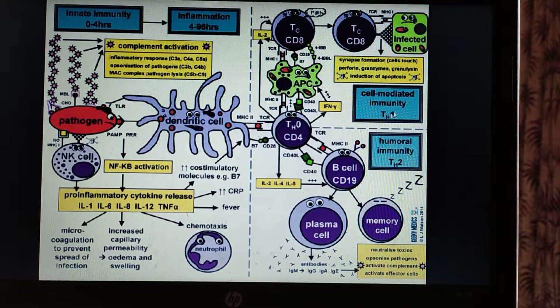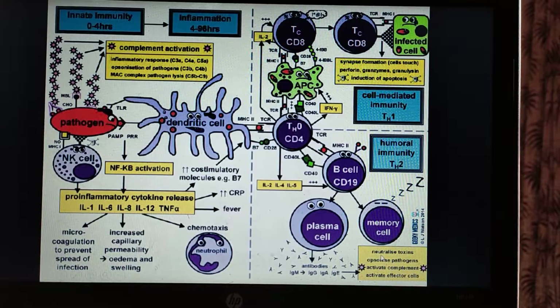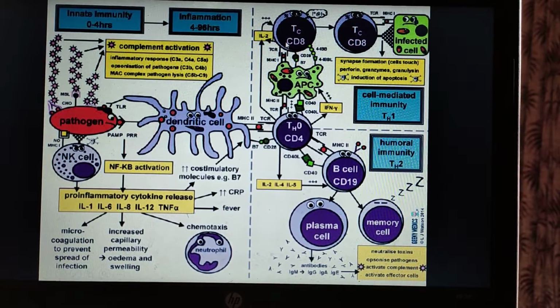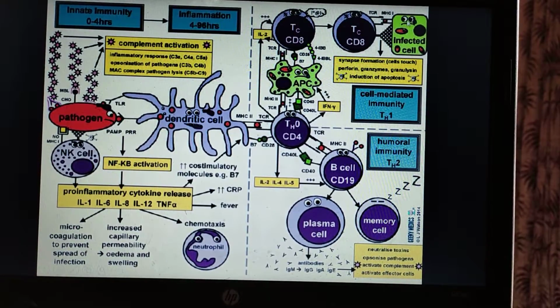So this is the cell mediated immune response, and this is the humoral response because it secretes antibody and kills the pathogen. And in the cytotoxic response, that is the cell mediated response, killing of the virus infected cells is done.